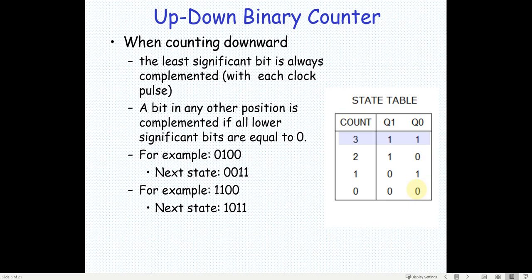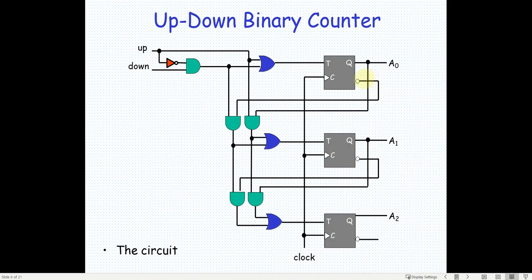Very simple solution. Anybody? Yeah, we just have to use a complement of Q0, right? Here it is, if it is a 1, it should not toggle. If it is a 0, it should toggle, right? So what we need to do is, we can take the output from Q0, and you can also take from Q1 out here.